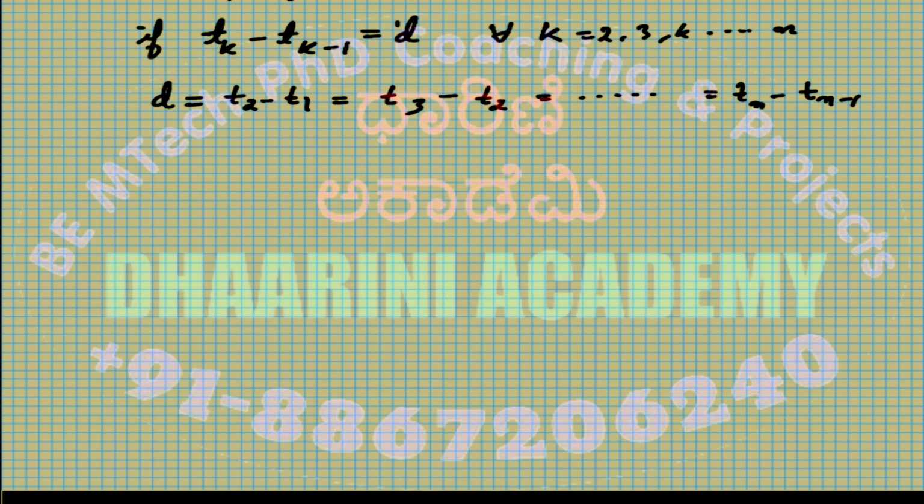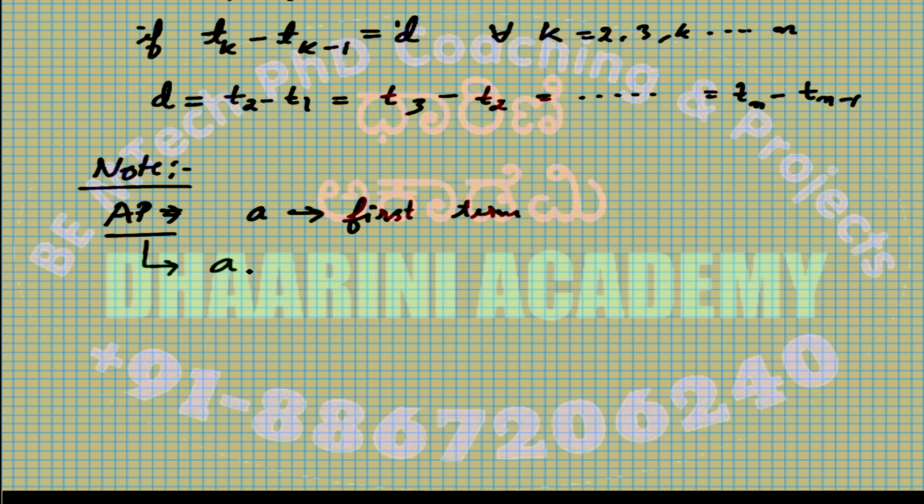All right, now let us see. There is another way. This is a note: arithmetic progression can also be represented in the following format. If A is called the first term, then D is known as the common difference. Then the AP can be written with A as the first term.